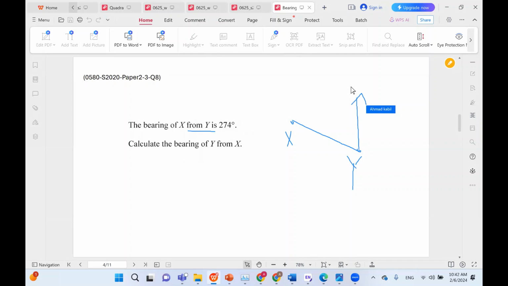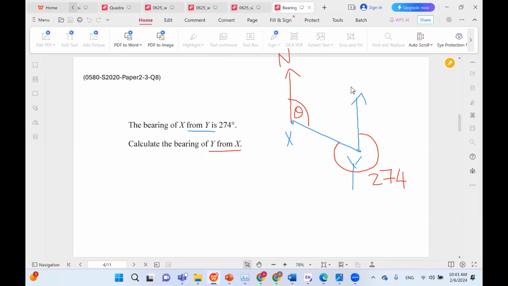And the bearing is 274. So we move in the clockwise direction until we reach the line XY. And this angle here is 274. We are required to calculate the bearing of Y from X. So we need to find the north at X first. So this is the north. And we move clockwise until we reach the line XY. So this is the required angle, angle theta.